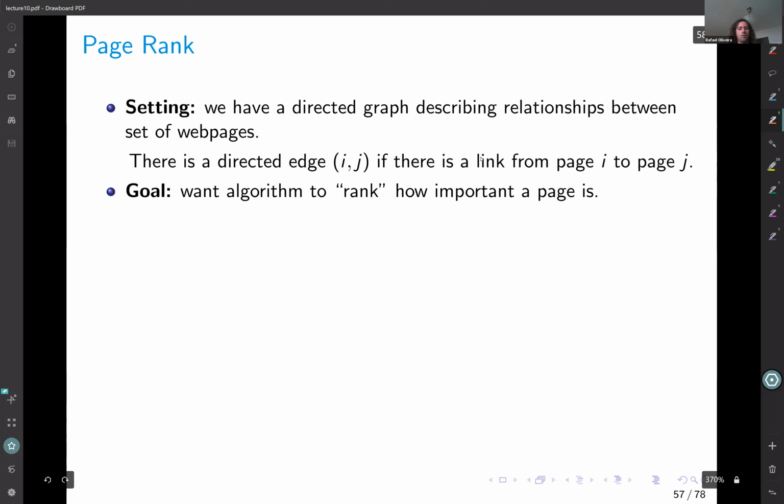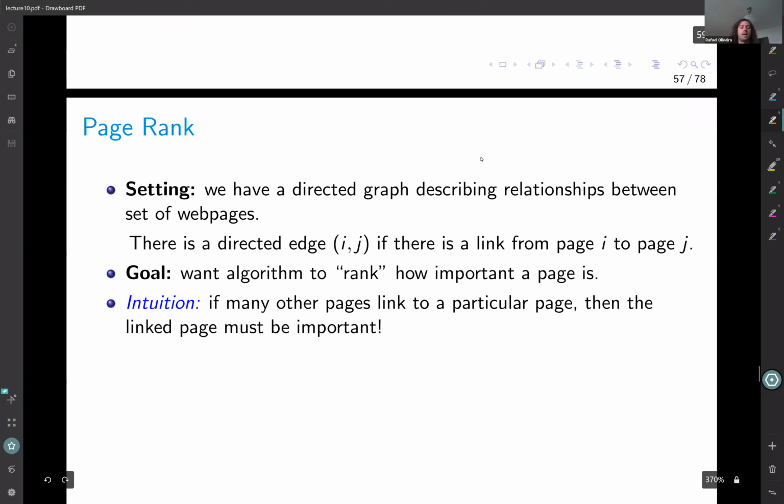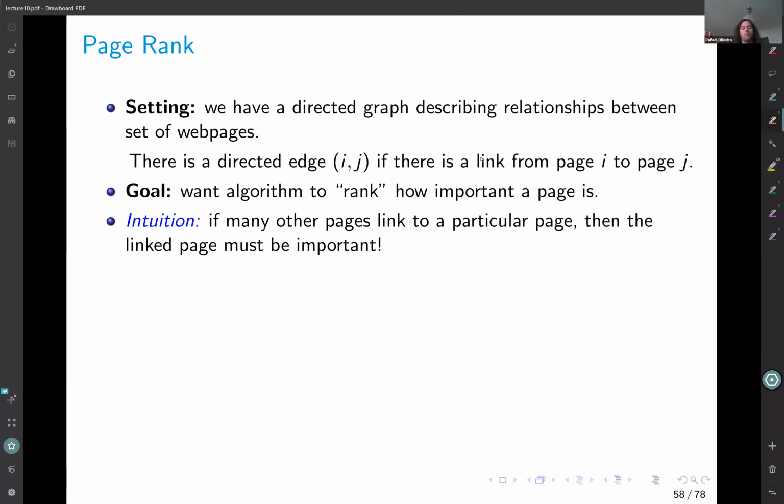Now, what is the goal? We want an algorithm to rank how important a page is, right? And what is the intuition that we should have? Well, if many other pages link to a particular page, then it must be that this linked page is really important because it's a reference page. That's a flagship of being a reference page. So this page is important.